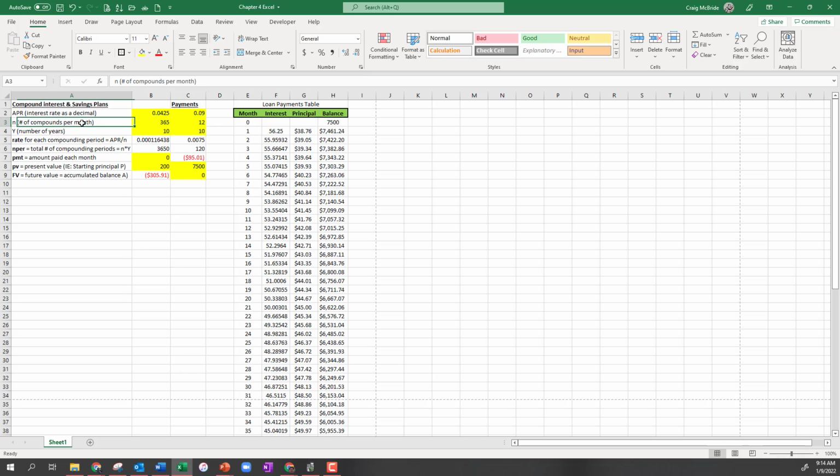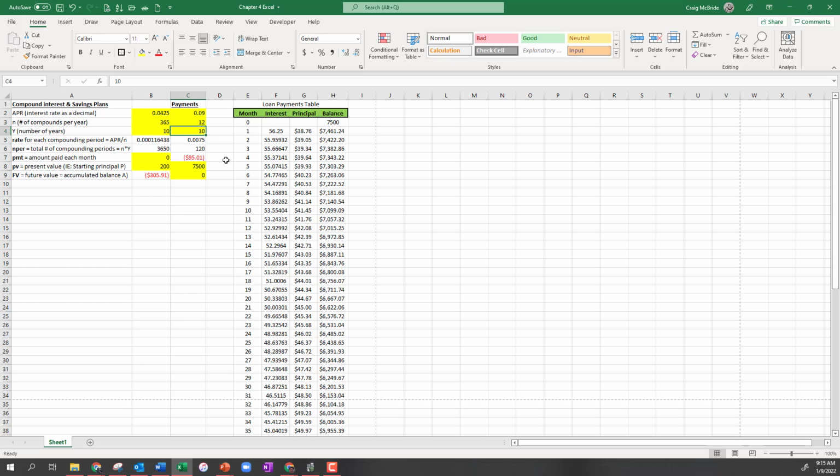This is number of compounds per year. And so in this case, since we're doing 12 compounds per year, i.e. monthly, and that's what most loans are, they're always monthly. And then for how long, and then everything is calculated for you. So in order to pay off $7,500 in 10 years with a 9% interest, you have to pay $95.01 every month.